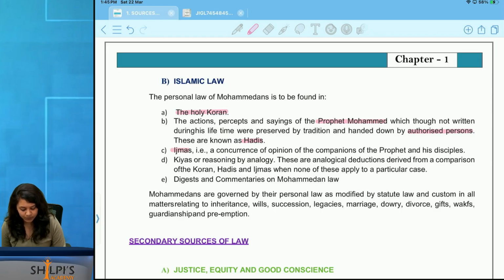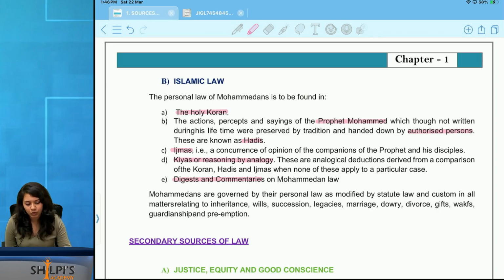The third one is ijmas, that is, these actions, these sayings, etc., have been debated, and even the opinions of the Prophet and his disciples have been handed down as a form of teaching known as ijmas. And Islamic law believes in qiyas or reasoning by analogy, that is, analytical deductions by comparing the Quran, the hadith, the ijmas, etc. to a particular case. So it's not just the above that applies as a standard rule, but rather analytical deductions which come as a result of it. And obviously many people would have written commentaries or digests on Mohammedan law, and those are also considered to be a source of Mohammedan law.